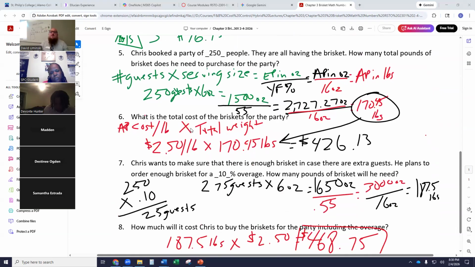All right. So what is the total cost of the briskets for the party? This is easy. That AP cost times the total weight. That's a super, super short one. It cost me $250. I need 170.45 pounds. You'll notice that I drew an arrow right here to show you where we get this number from. That 170 comes from right there.